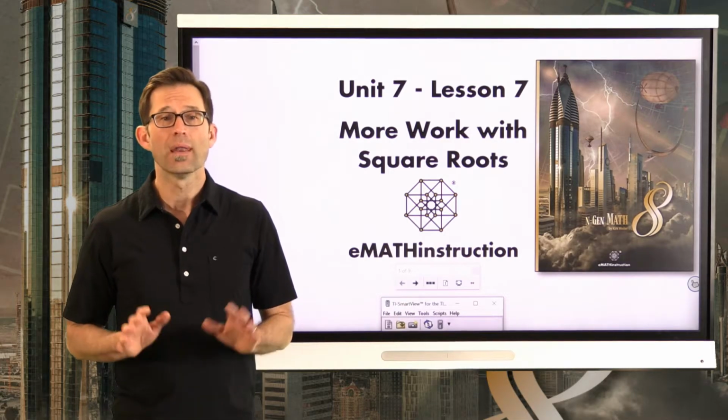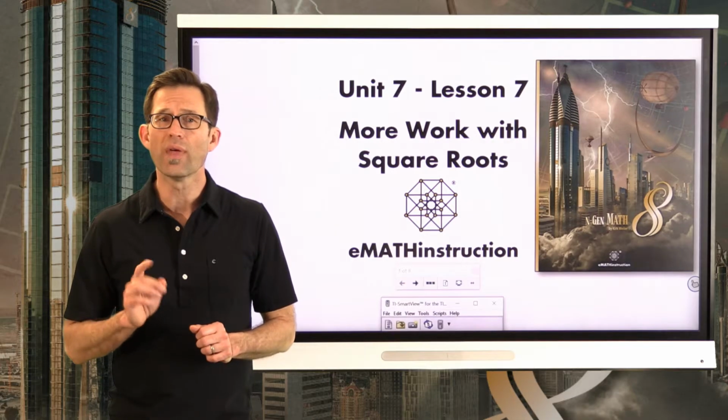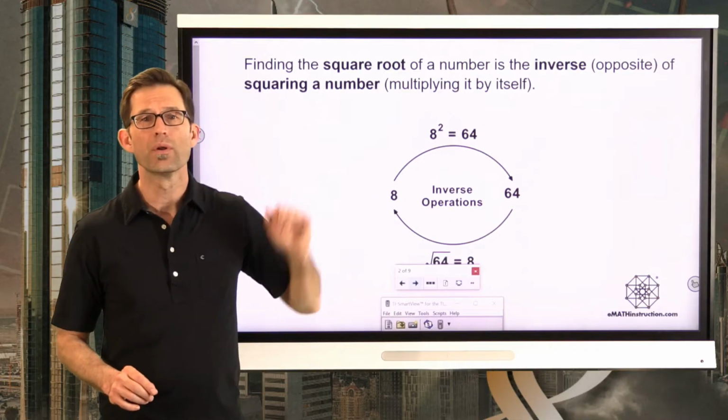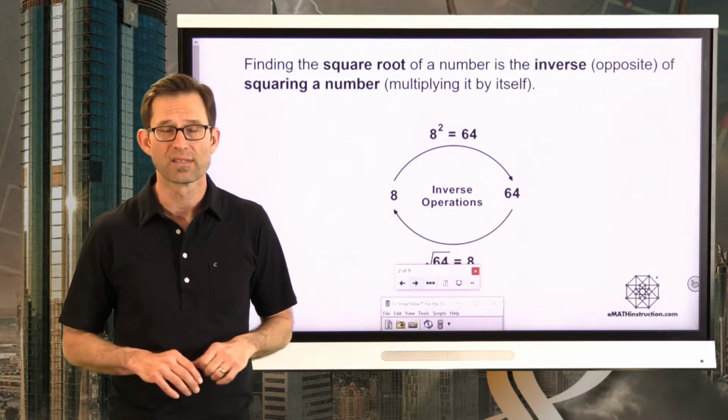Today we're going to be doing Unit 7, Lesson 7 on more work with square roots. Now we introduced the idea of a square root in the last lesson and let's review that fundamental idea right away. Finding the square root of a number is the inverse or the opposite of squaring a number, multiplying it by itself, right?